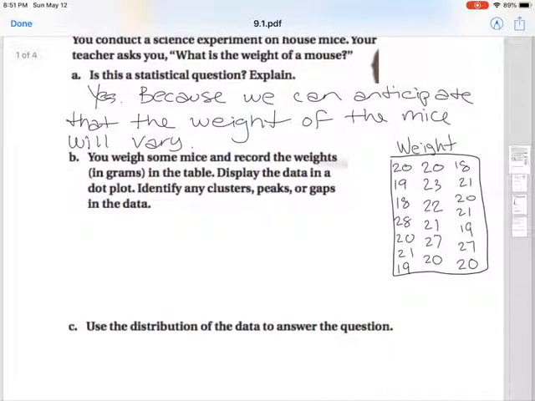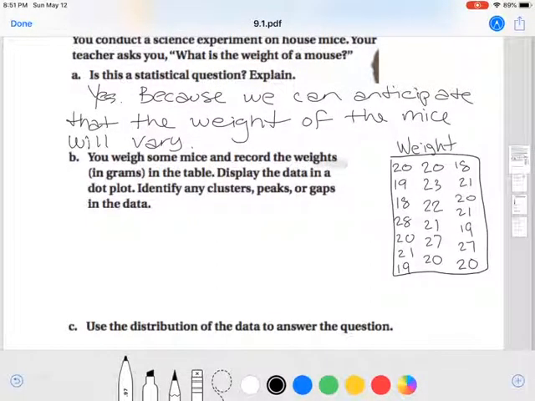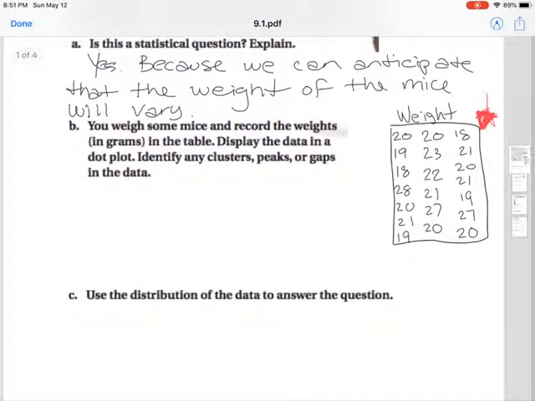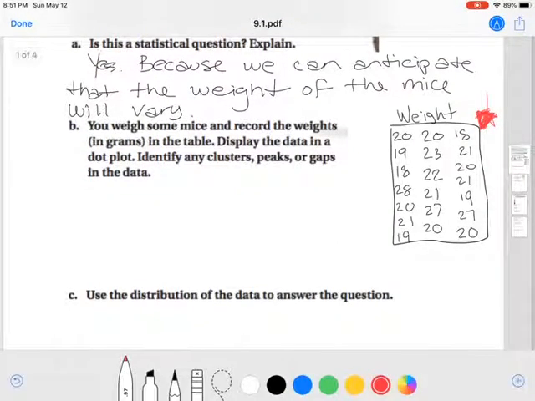Part B says you weigh some of the mice and record the weights in grams. And so I just picked some weights and I put them right here in this little table, which you can draw on your paper if you want. It asks us to display this in a dot plot. So we have all this data over here to the right, and it wants us to display it in a dot plot and then identify any clusters, peaks, or gaps that we see.